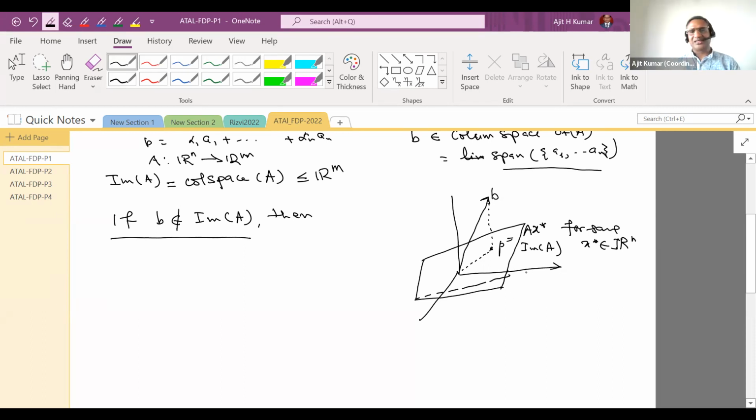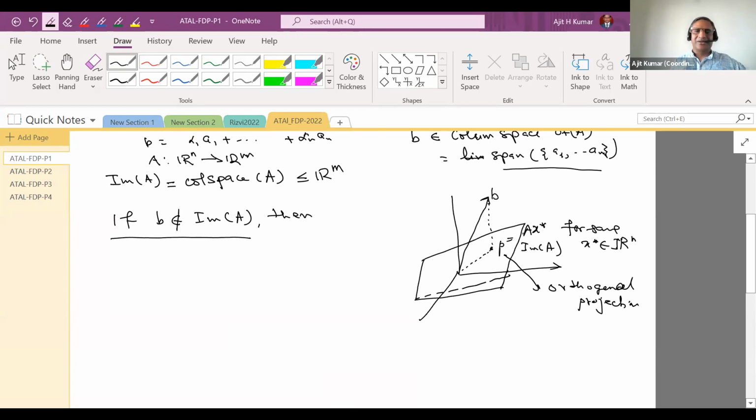Right? So P is nothing but the orthogonal projection. And orthogonal projection, all of you must have seen in your linear algebra course how to define the orthogonal projection of a vector onto a subspace. So this P is nothing but the orthogonal projection. So this A X star I can obtain once we know the orthogonal projection.